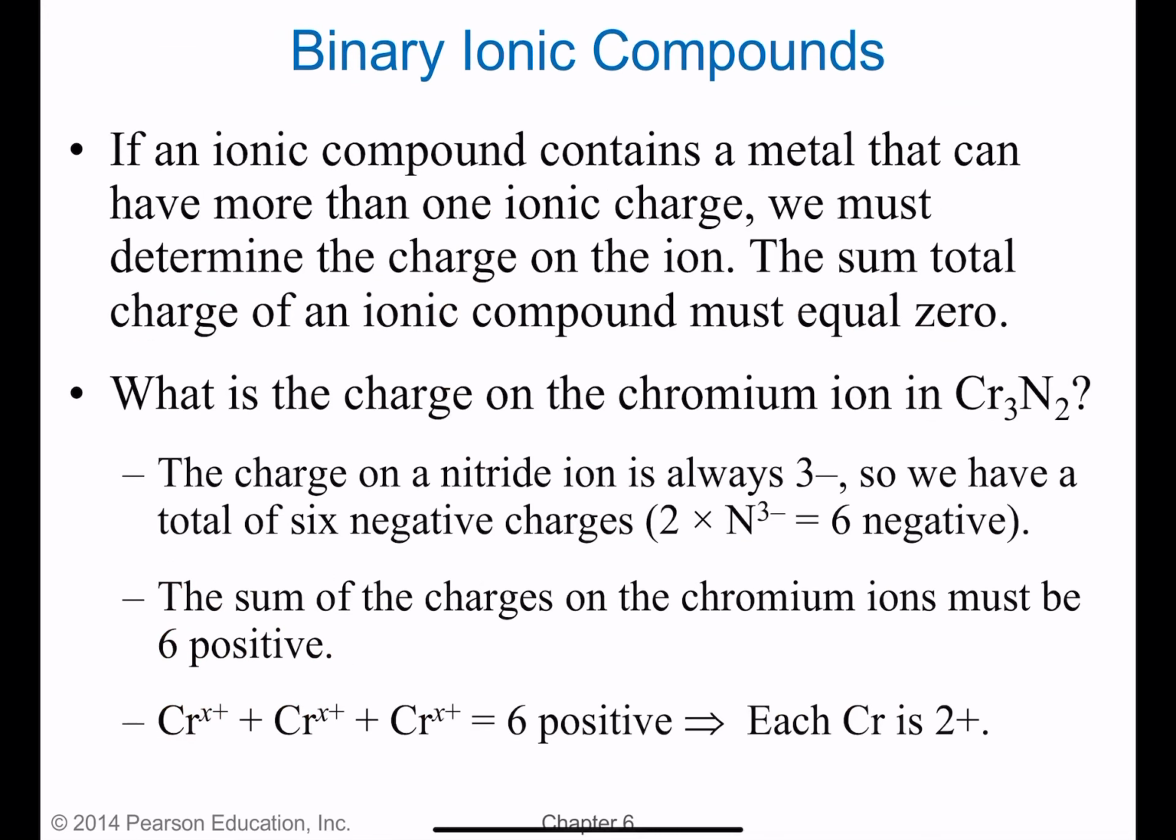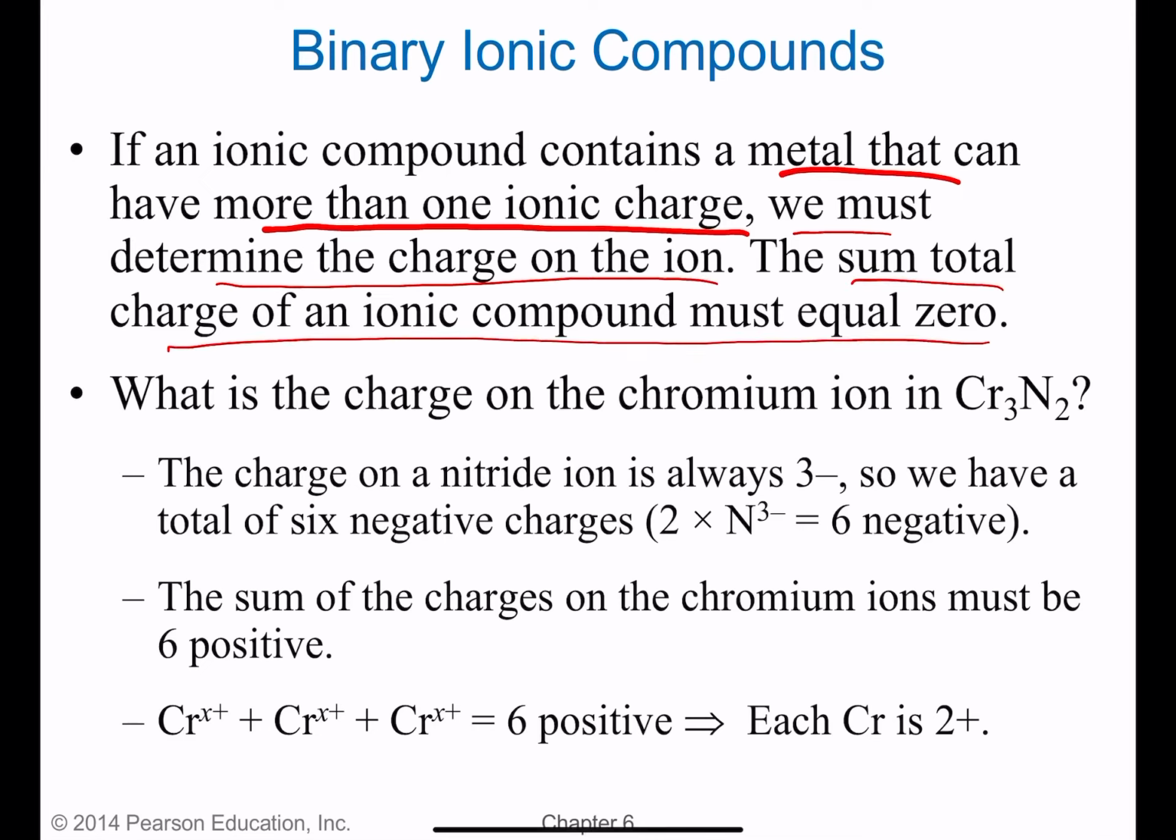If an ionic compound contains a metal that can have more than one ionic charge, so basically like a transition metal where we are using the Roman numeral, then we have to figure out what the charge is on that ion. And the sum total, same thing, it has to equal 0. So we're still trying to make a neutral compound. So for example, they've got this Cr3N2 and the question says, what is the charge on the chromium? So what's the charge here?